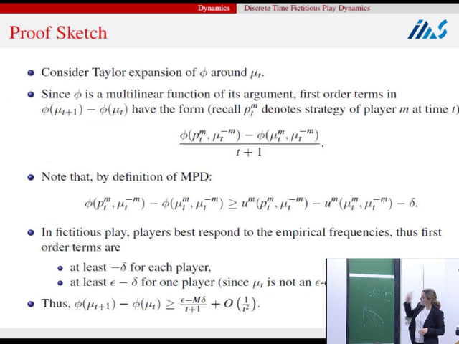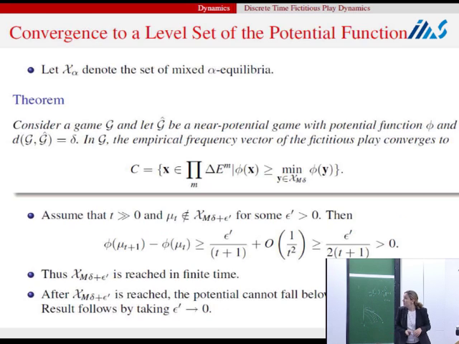So let me skip the proof of this part. Essentially, it uses a Taylor expansion of phi and uses the multilinear nature of phi as well as the properties of fictitious play to show this increase in the potential function. But come to basically a better, more interesting part where we use the structure of the game a little more to establish convergence.